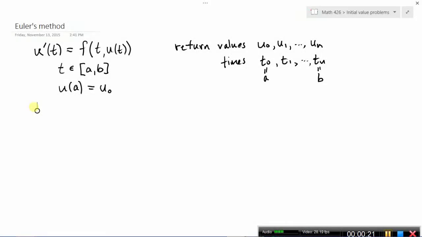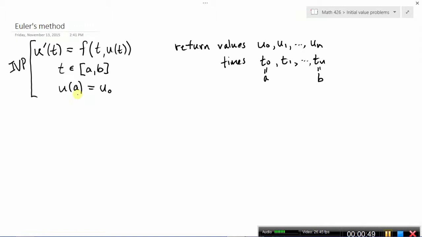So now we're ready to take on our first numerical method for initial value problems. Remember that this is how we define the initial value problem. It's defined by this function f of two variables, where t is the independent variable. We're always going to call it time. And it's in the interval from a to b, which is given. And u at the initial time a is also a value u0 that's given.